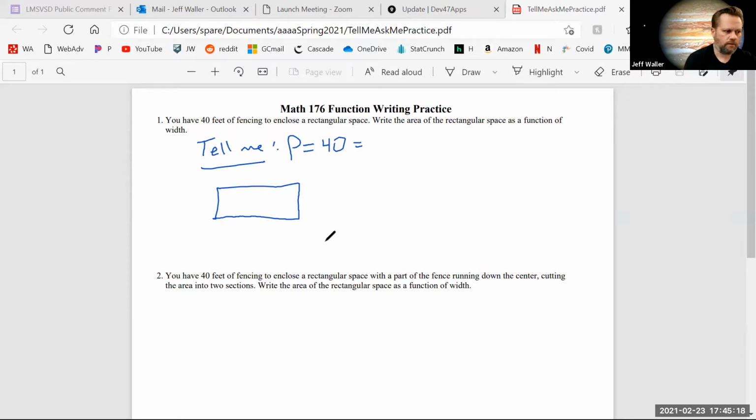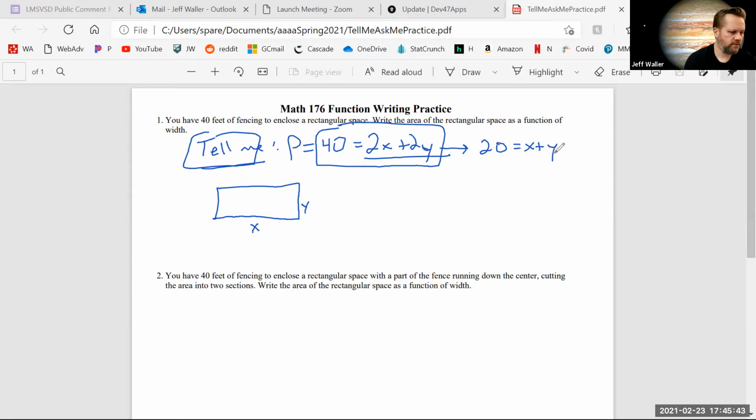X and Y. Sure. So we'll use X and Y. So what's this formula that relates to what they told me? What formula relates to that? 2x plus 2y. Craziness. All right. So that's what they told me. I know this is true. Can you guys immediately see that I can divide everything by 2? Isn't that nice?